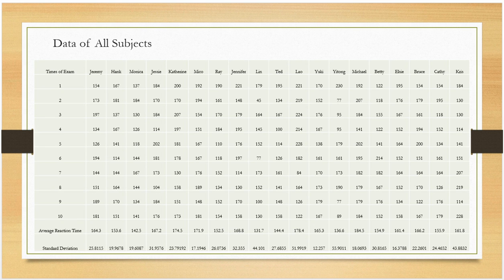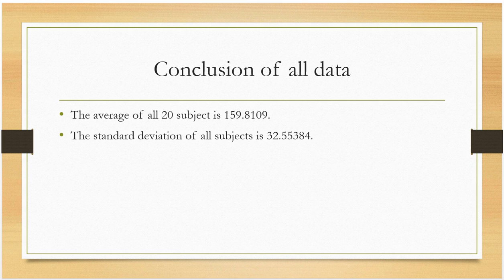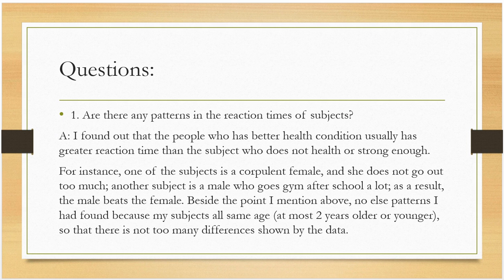Here is the data of all subjects. We can see here the average reaction time for each person. Also, there is the standard deviation for each person's data. Conclusion of all data: the average of all subjects is 159.8109 and the standard deviation for all subjects is 32.55384.